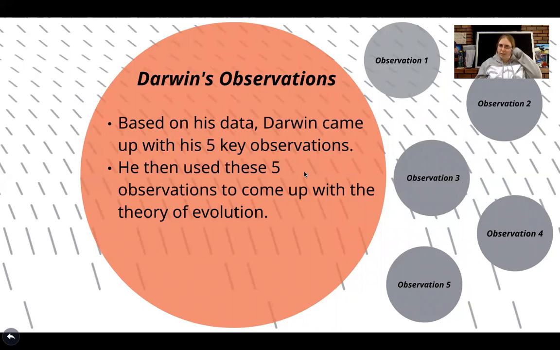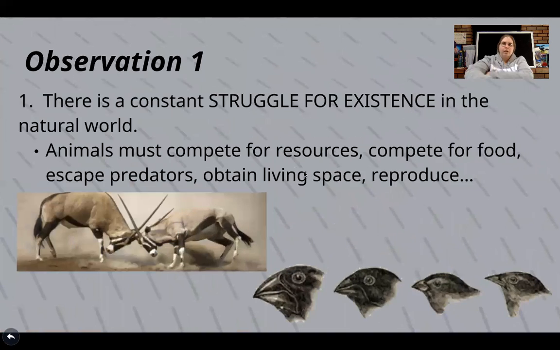Now, these are not specific observations. Again, we're taking all of his data and kind of condensing it down to these 5 key points. So let's take a look at them, shall we? So observation 1, there is a constant struggle for existence in the natural world.